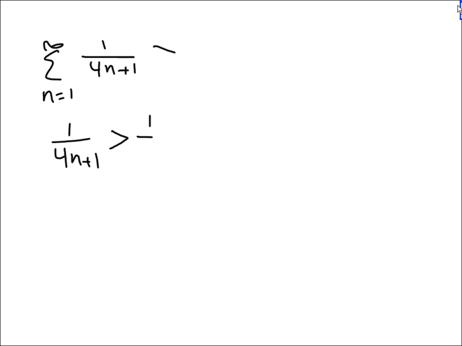Now, here's one where you might have to be a bit clever. The summation from 1 to infinity of 1 over 4n plus 1. Now this is like 1 over n, but 1 over n diverges. We know that 1 over 4n plus 1 is bigger than 1 over 4n plus 4. We know that's true. So this is bigger than the summation of 1 over 4n plus 4.